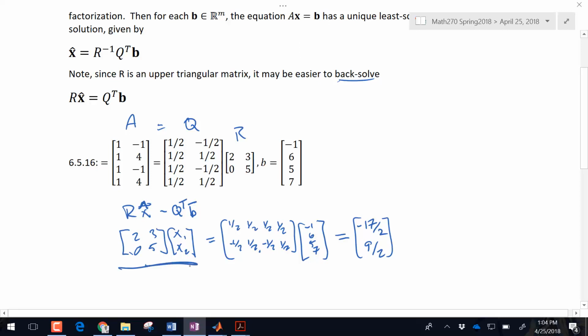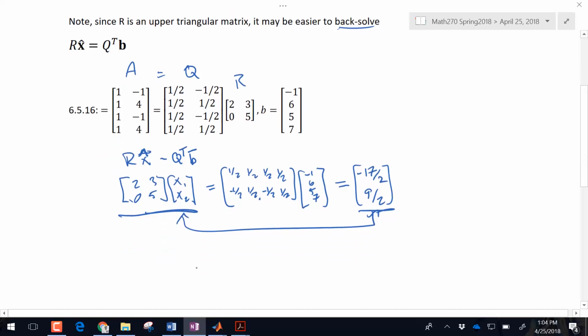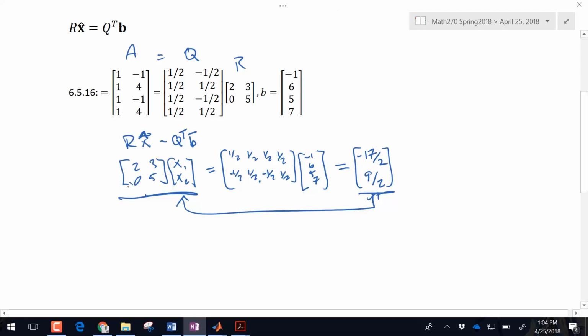So the whole idea about how easy it is to back solve when you have an upper triangular matrix just says that if you write this into the actual system, we have 2x1 plus 3x2 is equal to minus 17 over 2. And then we have 5x2 is equal to 9 halves. So this is the back solving stuff that makes it easy to solve if you have an upper triangular matrix. So you just solve for one variable, and then you solve for the rest of the variables by going up.